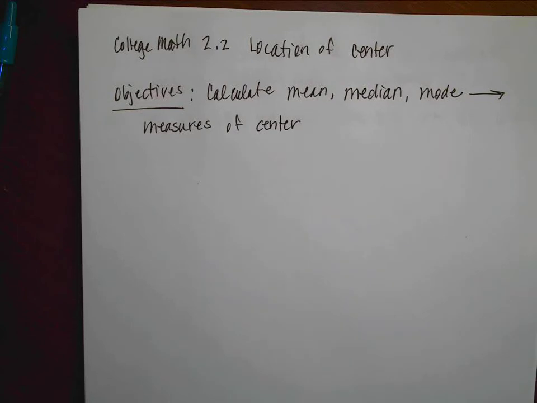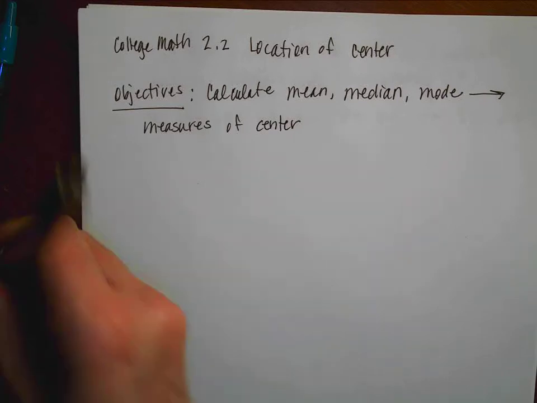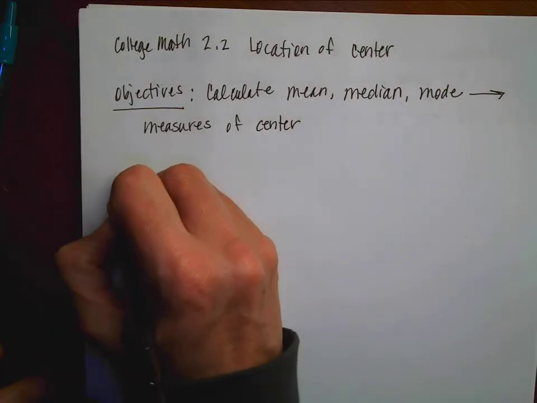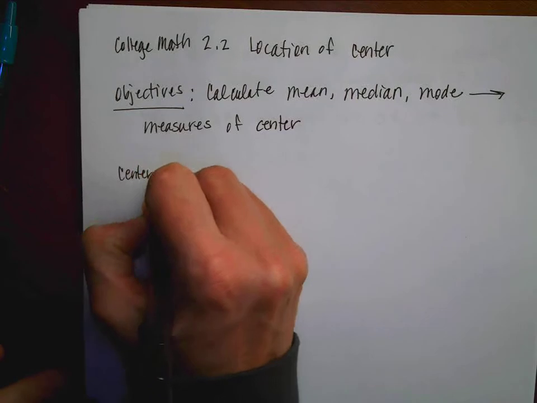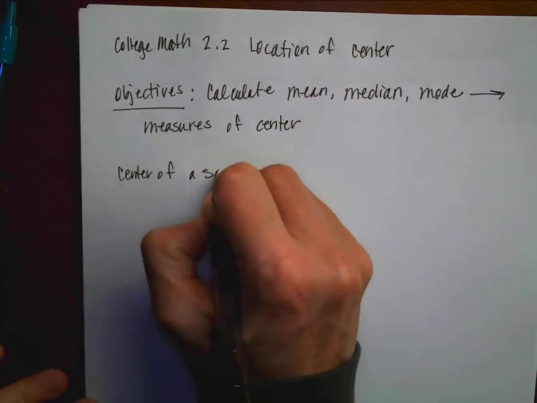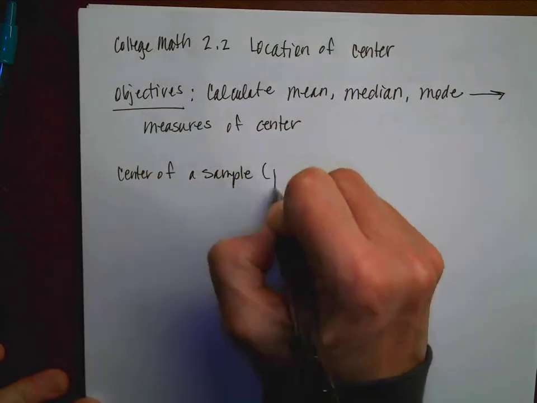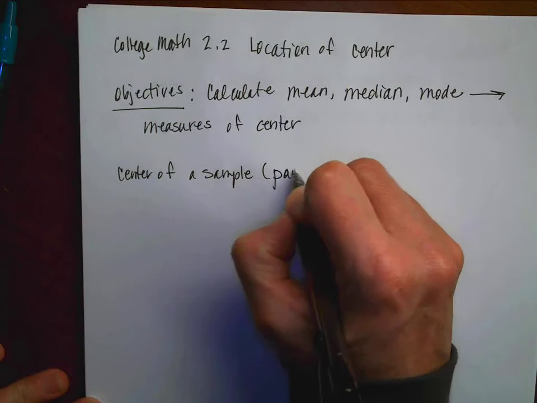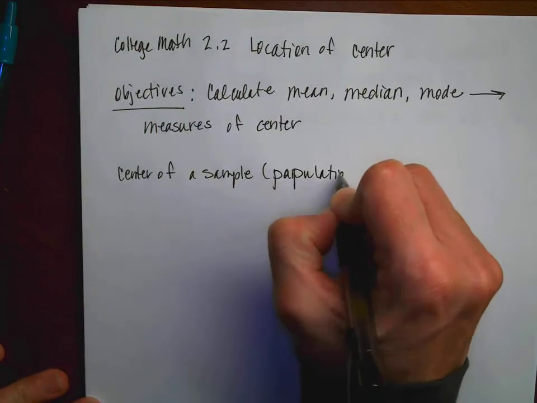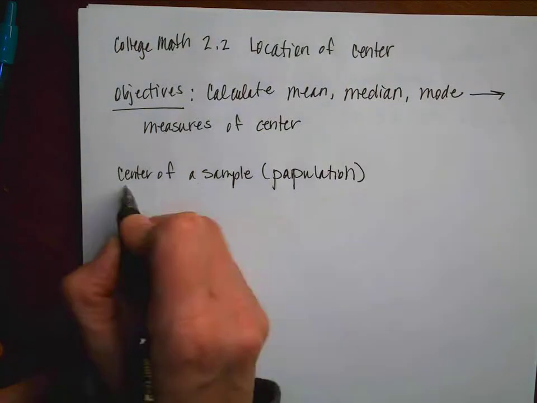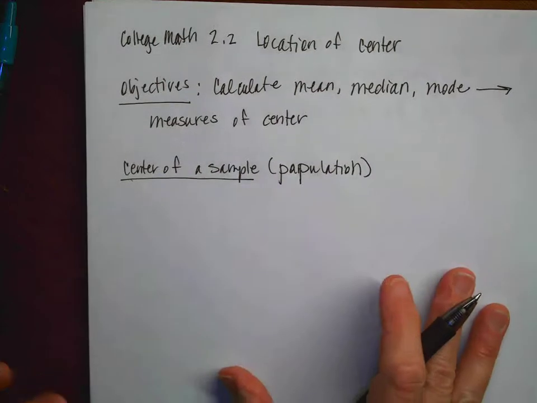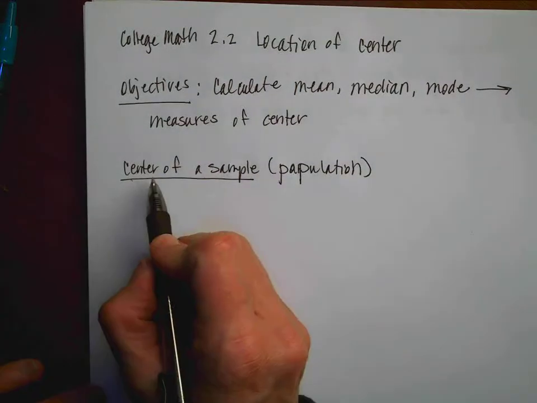Today we're going to be looking at location of center. So our objectives are that we're going to calculate the mean, the median, and the mode, all three of which are measures of center. As we get started, I just want to point out that the center of a sample, and in parentheses I'm just going to write a population, is really important. And we use that to talk about lots of different aspects of center.